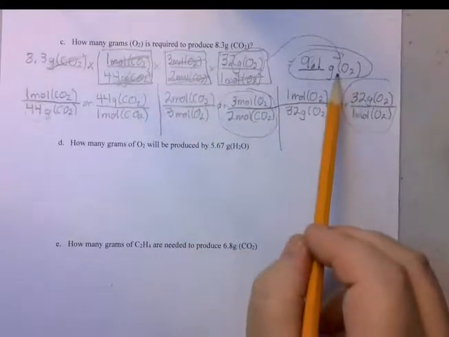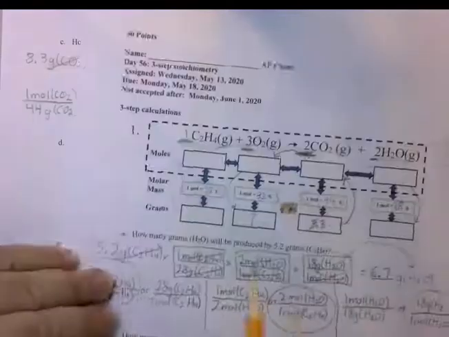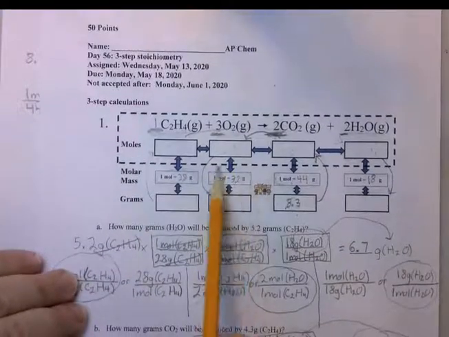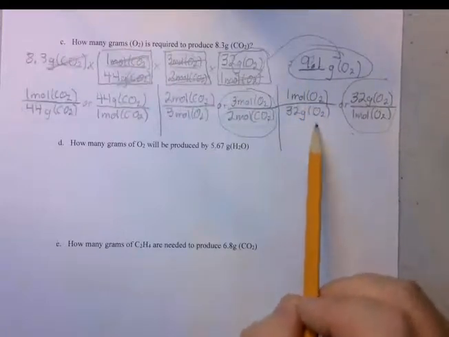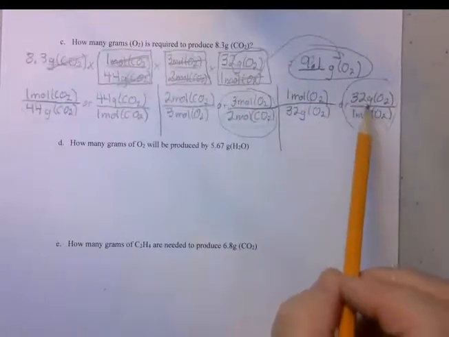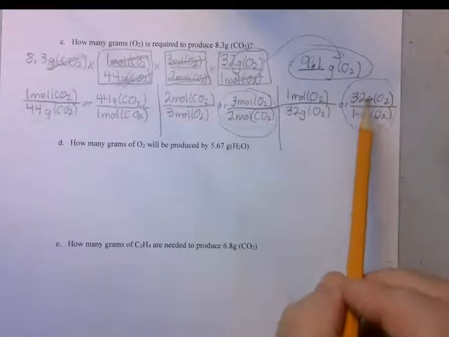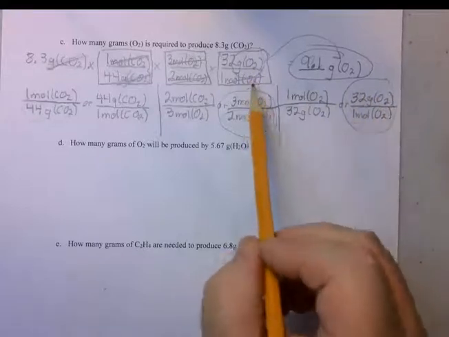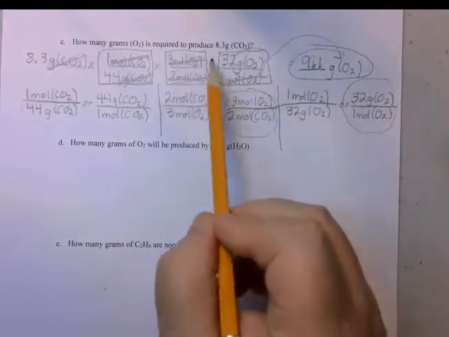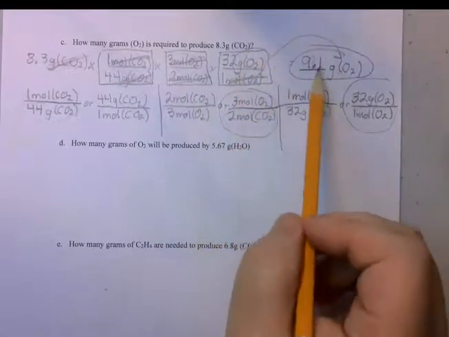You need that to cancel out and get grams of O2. So now we're ready to come out. Use the molar mass conversion, 1 mole per 32 grams. So there it is right there, written both ways. You need the one with grams on the top and moles on the bottom to cancel out. So moles of O2 cancels with moles of O2. Grams of O2 comes over here.